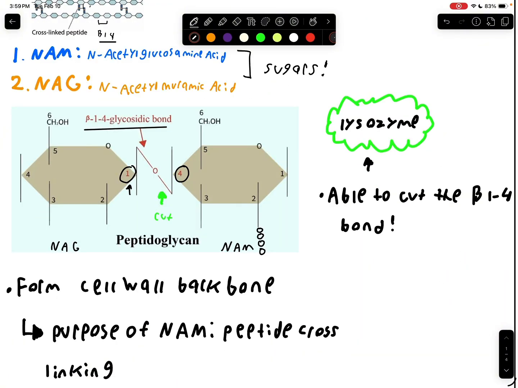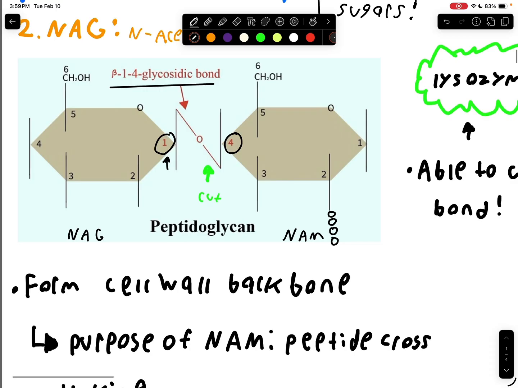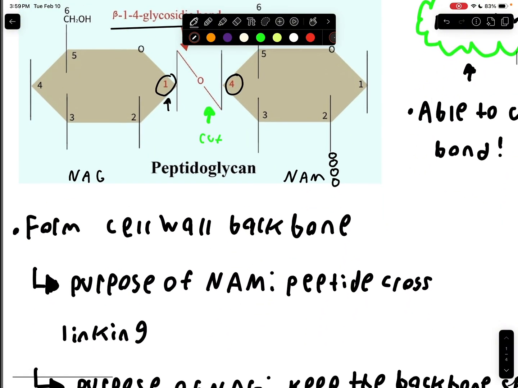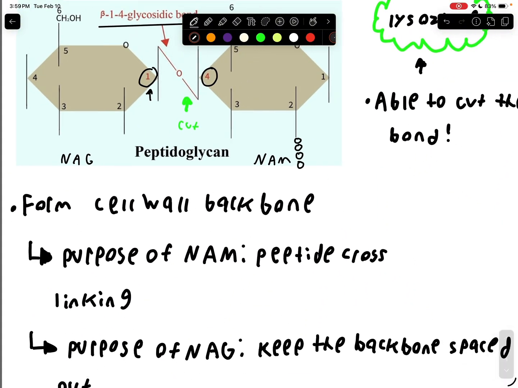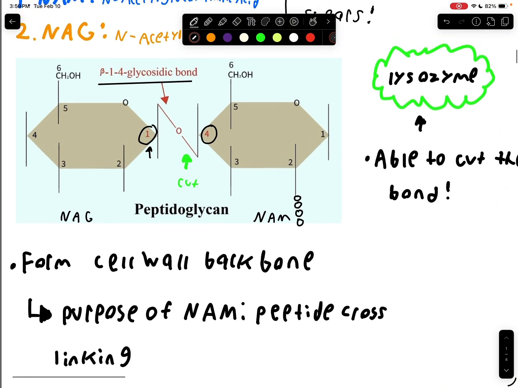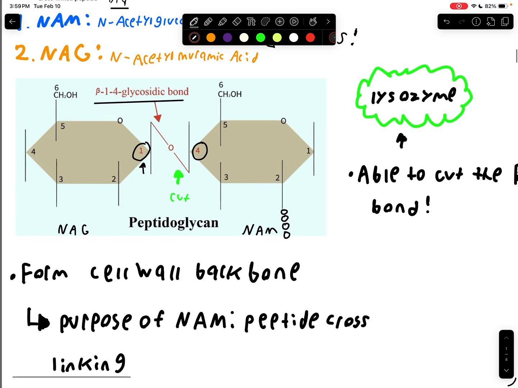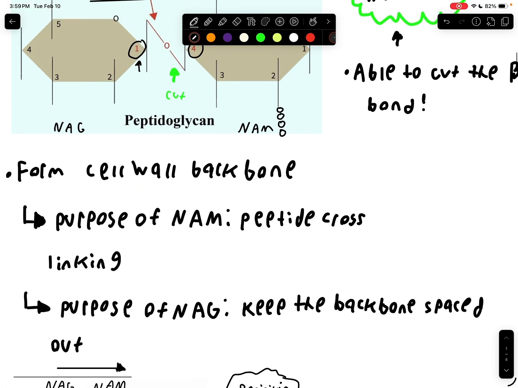Now, these are slightly different. The reason for that is because your NAG and your NAM need to do different things within the cell wall structure. So, again, they form the backbone. And so it begs the question, what is the difference between NAM and NAG? Why do we need two different sugars? The purpose of the NAM over here, as I've drawn for you, can basically attach peptides onto it.